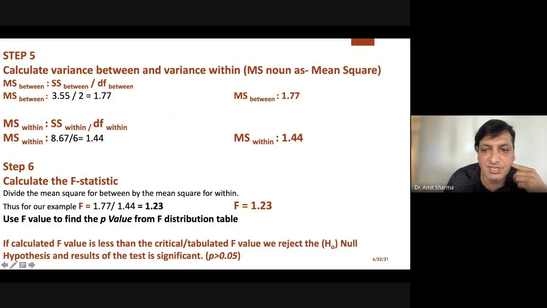Now what the rule says, if the calculated F value is less than the critical or tabulated value, we fail to reject the null hypothesis.